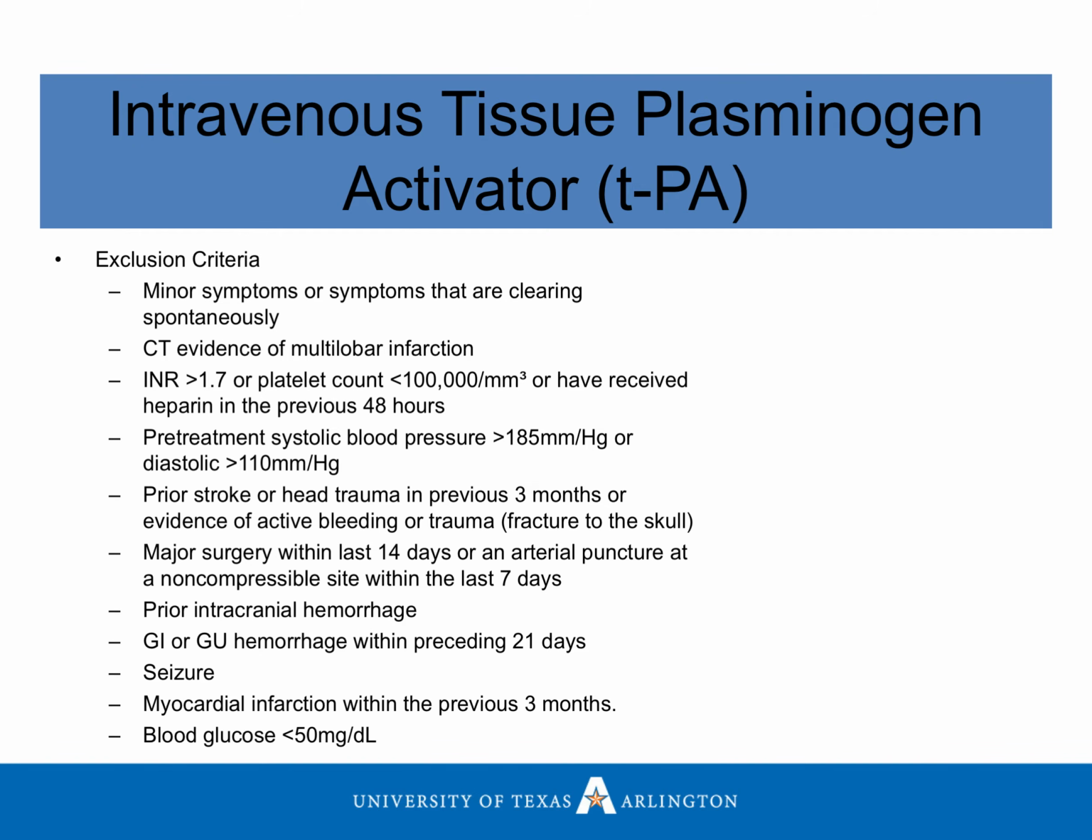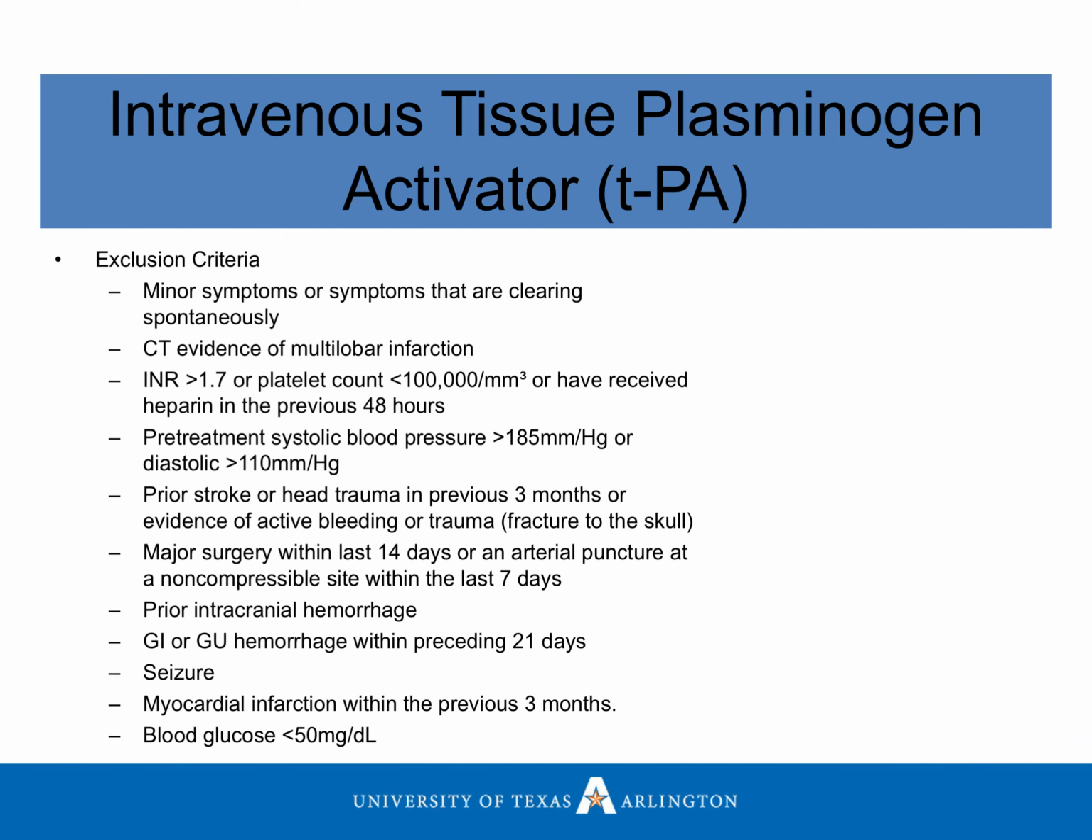So when to not give TPA. If at any time someone has minor symptoms or symptoms that seem to be clearing on their own, then let's not give them TPA. If there is CT evidence of a multilobar infarction, then you don't give TPA. If the baseline INR is greater than 1.7, or they have a platelet count that is less than 100,000, or they've received heparin in the previous 48 hours, then you cannot give TPA. And that's going to be a risk of bleeding, of course.